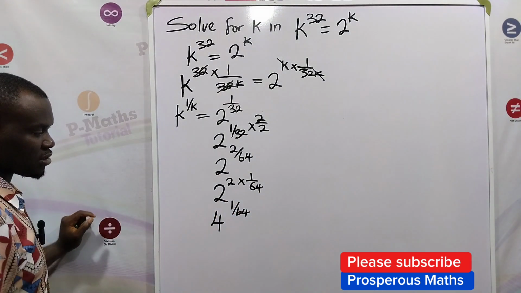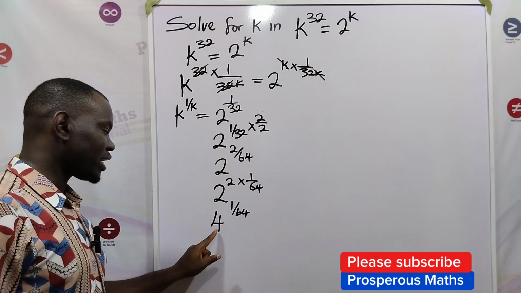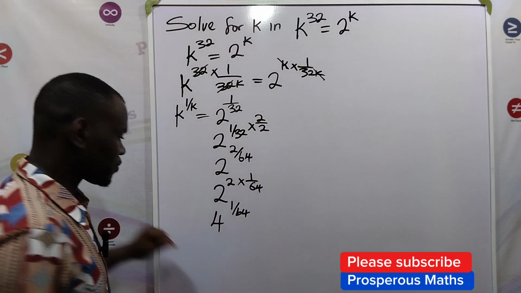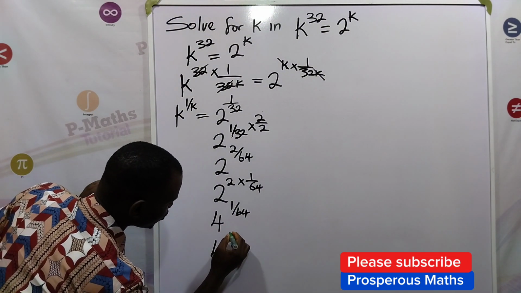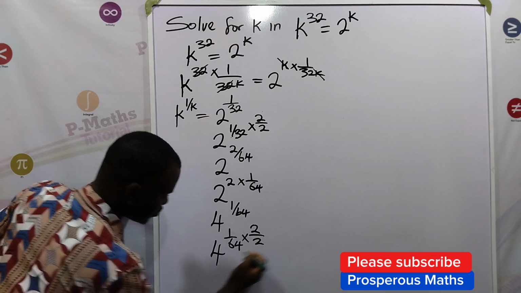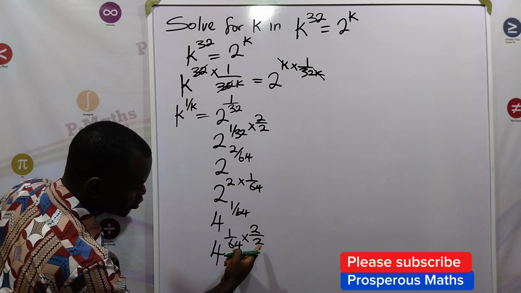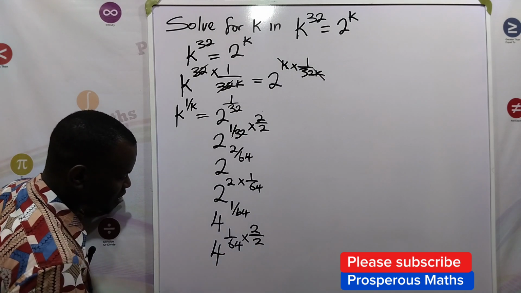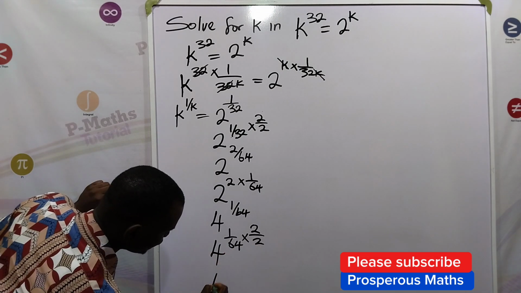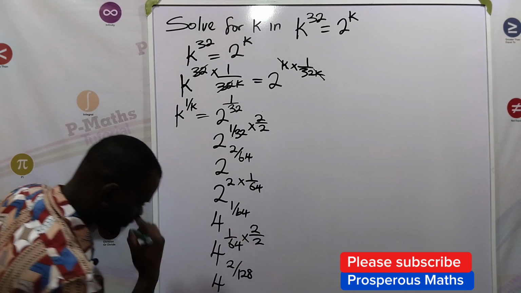We have not achieved it. So let's take the process again. We keep going that process until we achieve the same base and denominator. So this is 4 raised to the power of 1 over 64 times 2 over 2. 1 times 2 gives us 2. 64 times 2 will give us 128. So we have 4 raised to the power of 2 over 128.